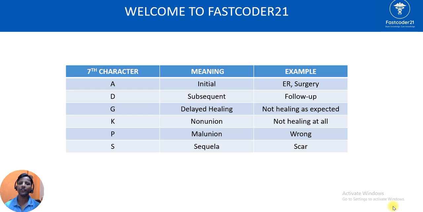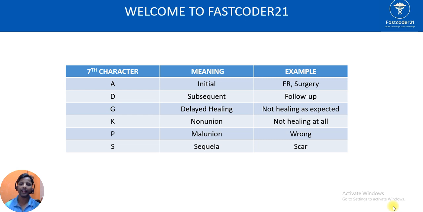Next one is G. G means delayed healing. Basically, the example for this delayed healing is not healing as expected. For example, the patient is having a treatment or wound. Usually for most people this will heal within 1 week. But for one patient, this healing process takes more than 1 week. That time we will use G. So, not healing as expected. The usual time is 7 days, but after 7 days it is still not healing in certain patients.